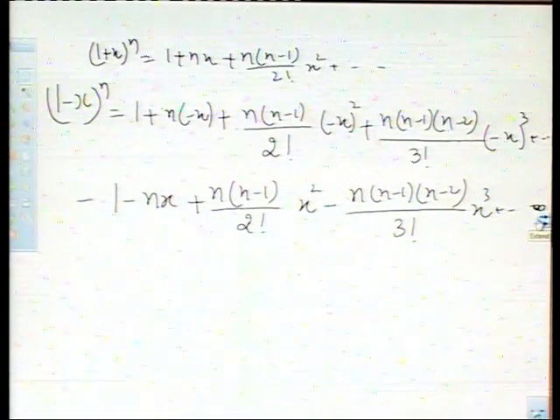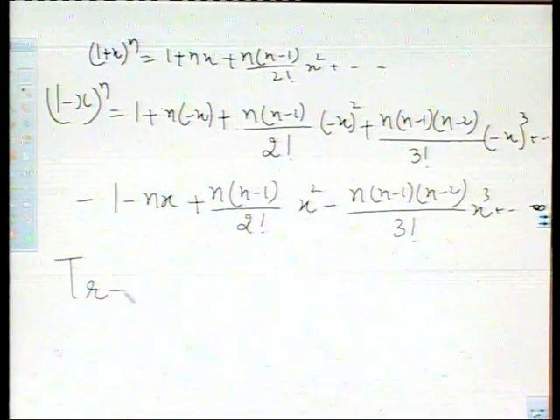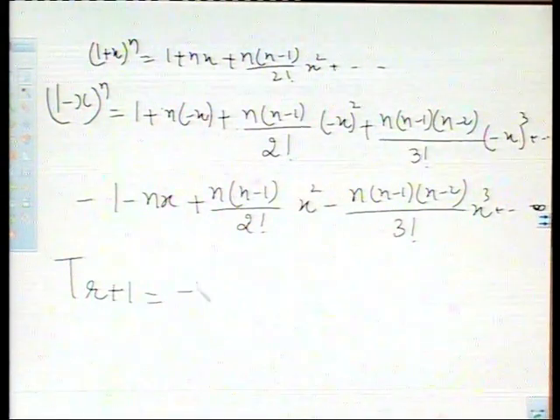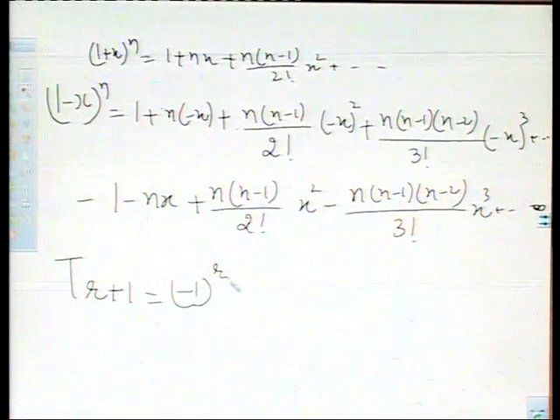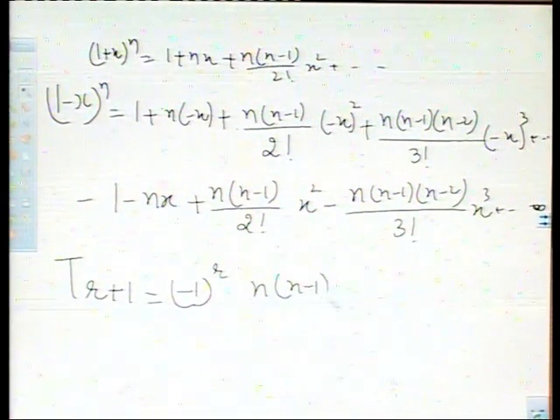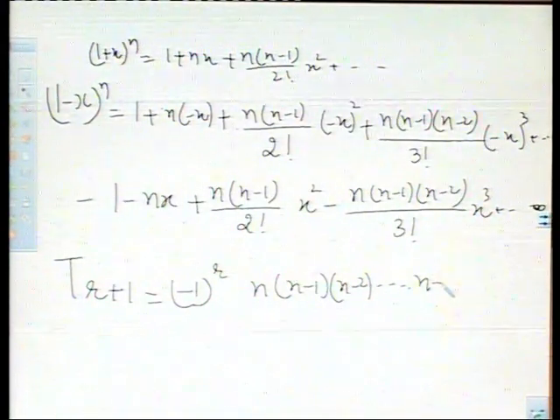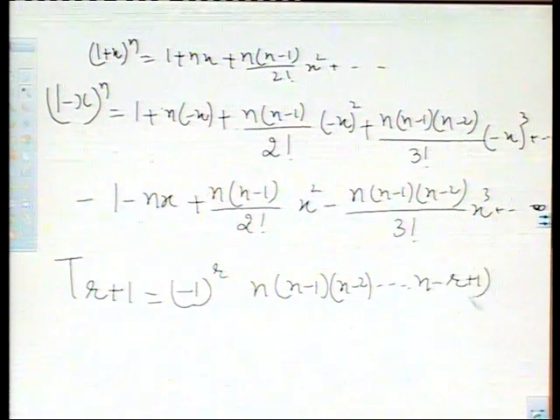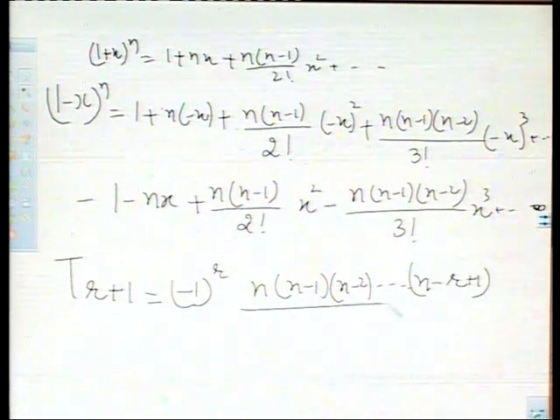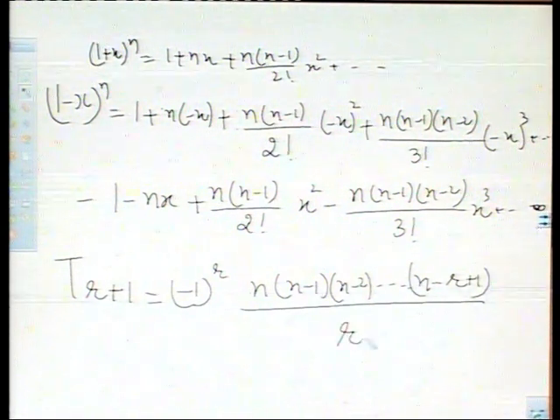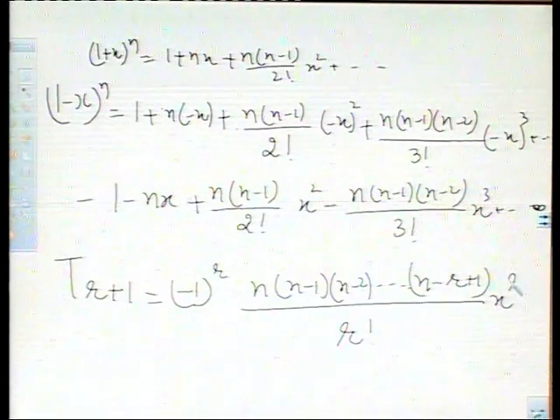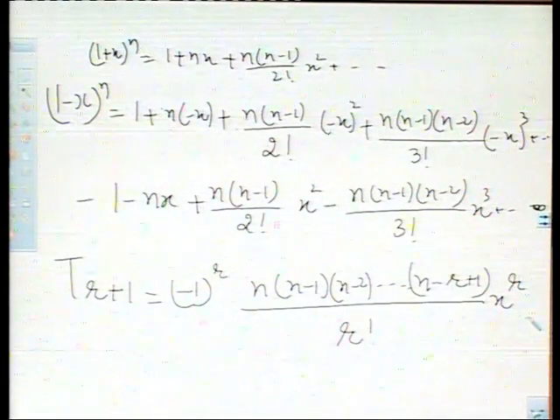Now the (r plus 1)th term is (minus 1) raised to power r, and n(n minus 1)(n minus 2) up to (n minus r plus 1), upon r factorial, x raised to power r.